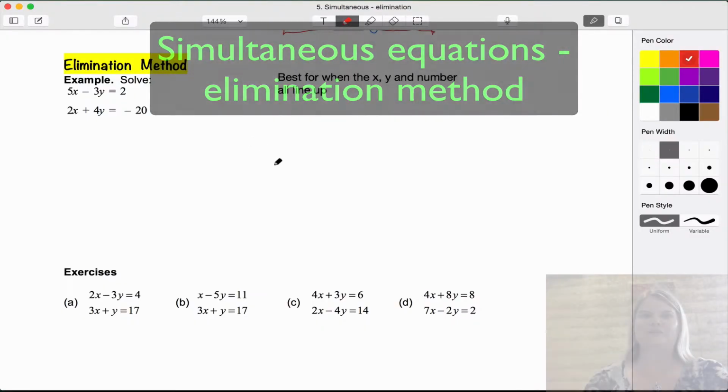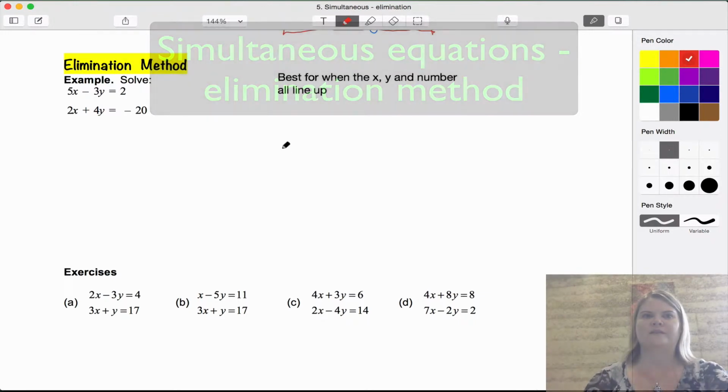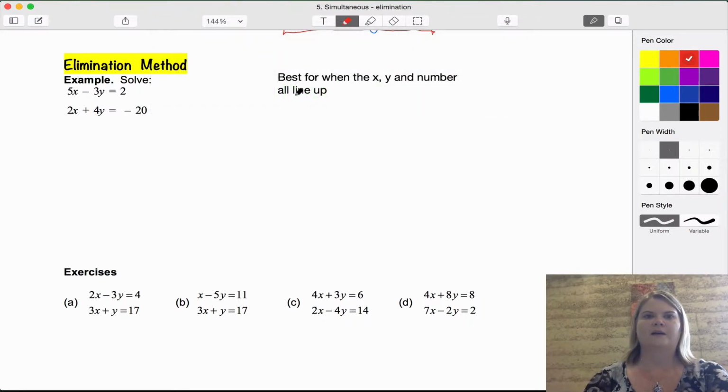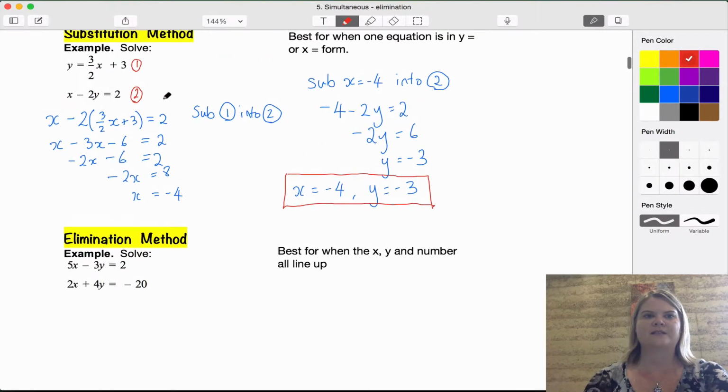Welcome to our video on solving simultaneous equations using the elimination method. Put a little note here: the elimination method is best for when the x's, the y's and the number at the end all line up underneath each other. If you go back to the last example, we had a y and an x and a y and a number, and the equals sign wasn't lining up. So this one is not an ideal equation to use the elimination method for.